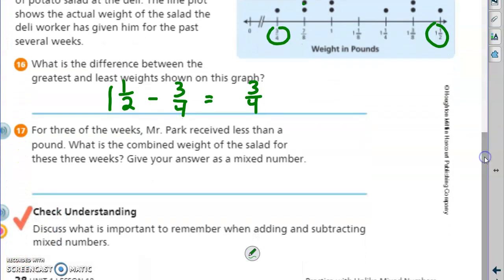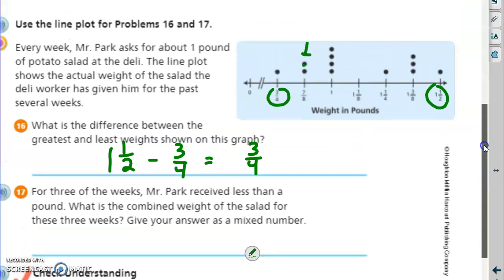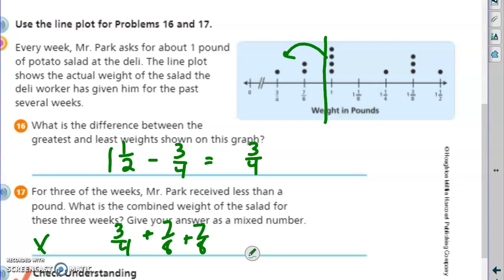All right, down below, this one is a little confusing. For 3 of the weeks, Mr. Park received less than a pound. What's the combined weight of the salad for these 3 weeks? Okay, pause for a minute and see if you can write the equation on this line here. Okay, I'm hoping that you put down 3/4 plus 7/8 plus 7/8 because everything on this side over here is less than 1 whole. Okay, now I'd like you to pause and solve it.